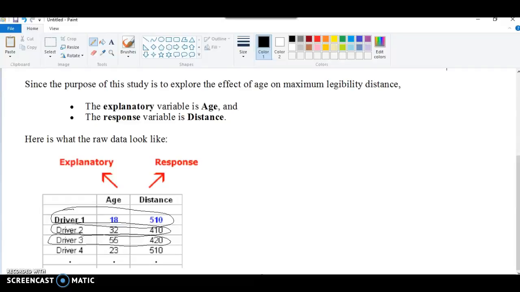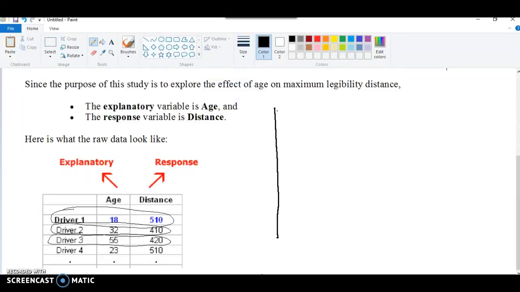Common sense tells you as you get older, your visibility should decrease because your eyes are getting worse. So is that indeed a fact? What does the data say about it? By scanning through the raw data, you can get an idea of a relationship between age and distance. But to get a better idea, let's go to a graph of this. So let's make a scatter plot.